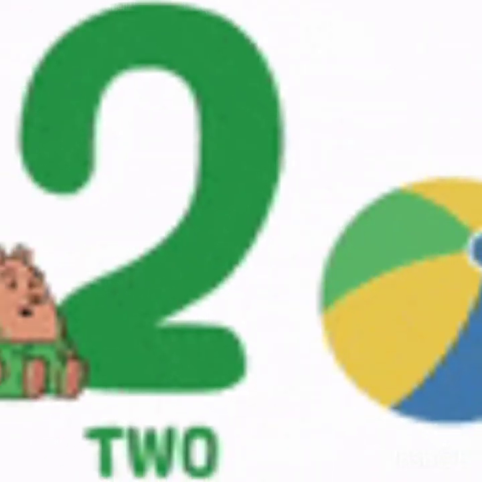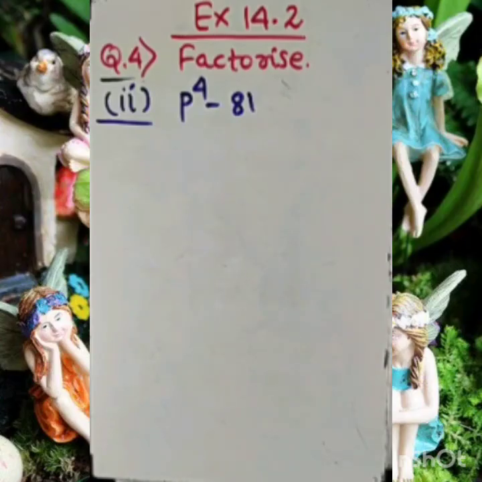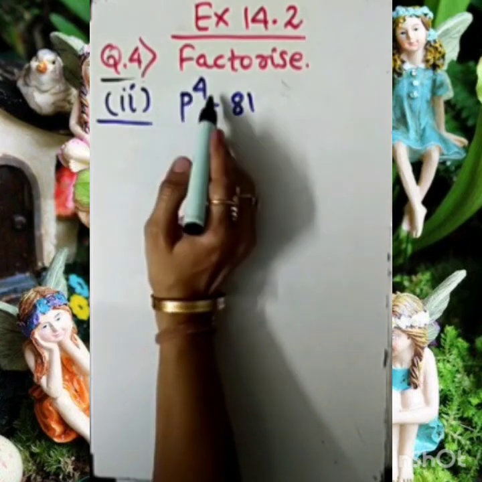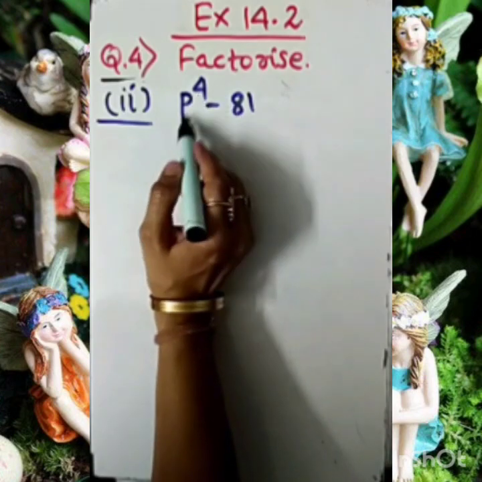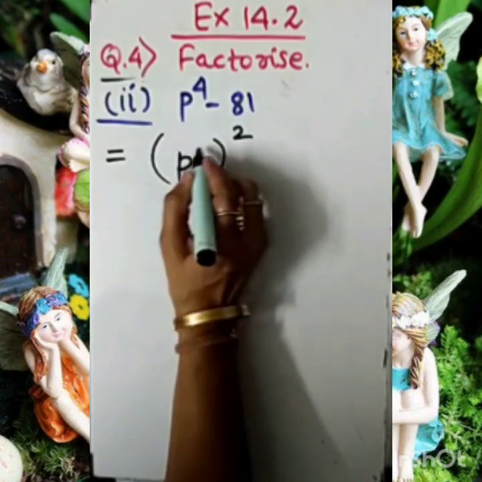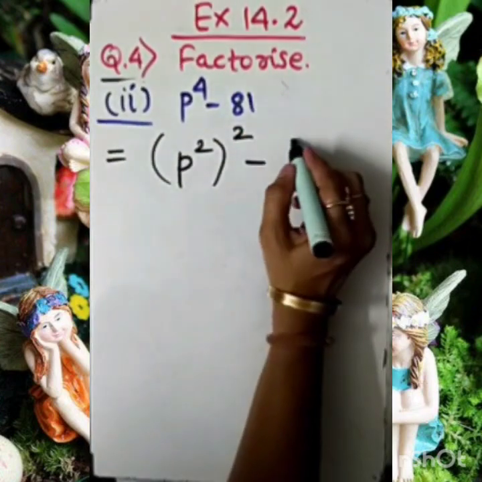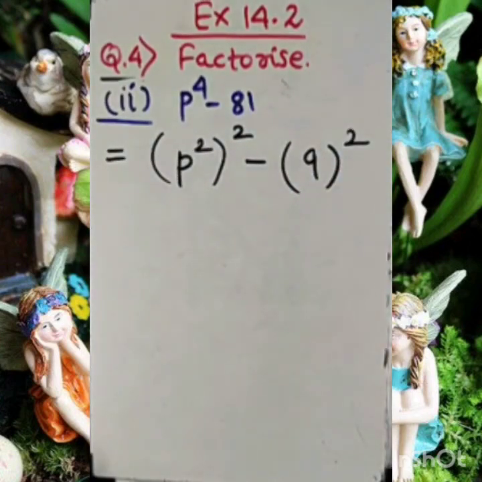Okay, so the second is on your screen, dear student. We are given p to the power 4 minus 81. Now, which identity do we have to apply, and how to decide? As usual, first confirm whether the first term is a perfect square. We know this is p to the power 4, so it is a perfect square of p square. What about 81? Of course, it is a square of 9, because 9 nines are 81.